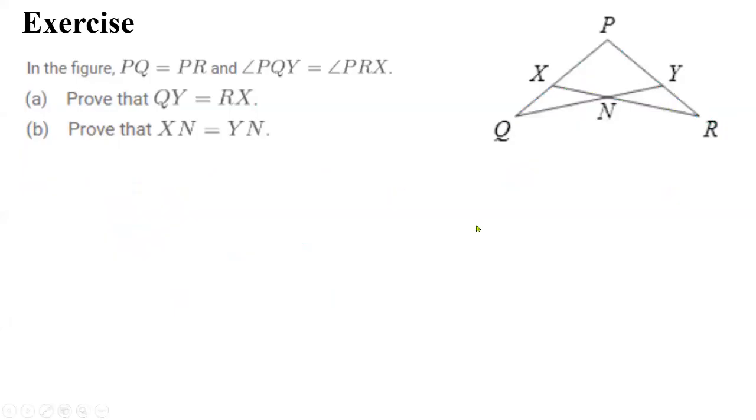Okay, then let's consider the second question. So how do we prove XN here equals YN here? Okay, I'll give you 1 minute to think about it, okay? Well, because if they're congruent, that means their sides are the same length. Okay.